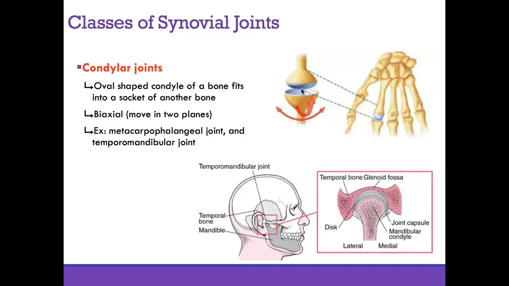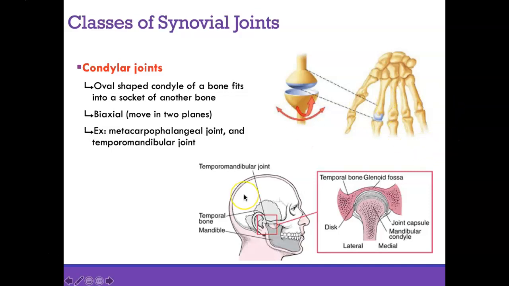In condylar joints, you still have some rotation in one plane. A good example of this are the metacarpophalangeal joints, so the ones that are between your palm and your finger. So you can kind of feel that oval-shaped condyle, and you can move it in one direction and you can rotate it slightly in the other on that joint.